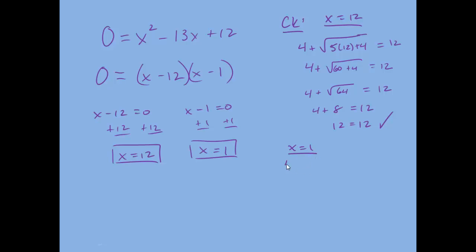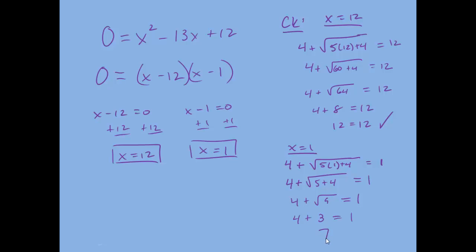We also have to check x equals 1, our other answer. And for x equals 1, the same idea. We're going to sub into the original. So it's going to be 4 plus the square root of 5 times, remember x is 1 now, so it's 5 times 1 plus 4 equals x, but x is 1 now. Alright, just substituting into our original. And now we'll just simplify this. We have 4 plus the square root of 5 times 1, which is just 5, plus 4, and this equals 1. We have 4 plus the square root of 5 plus 4, which is the square root of 9, equals 1. So this gives us 4 plus the square root of 9, which is 3, equals 1.